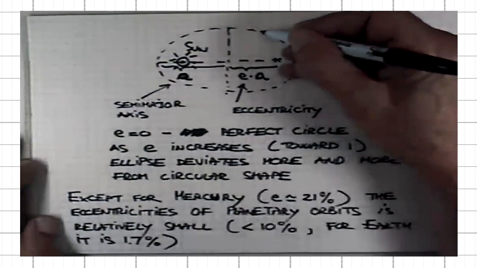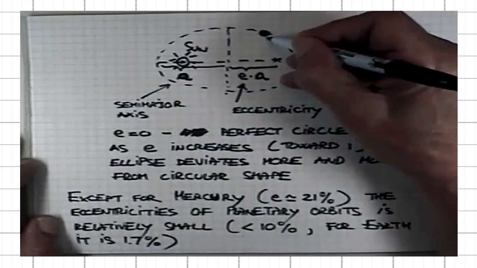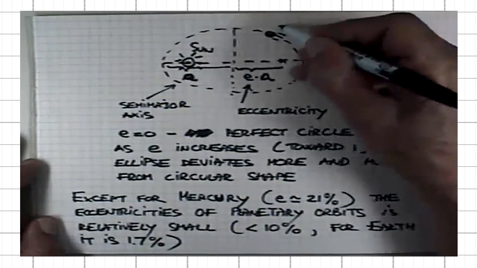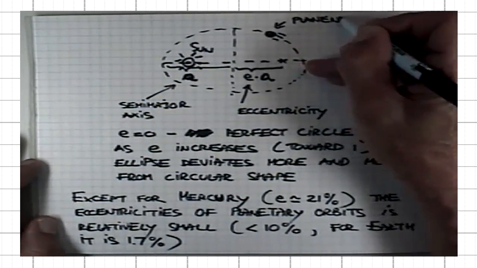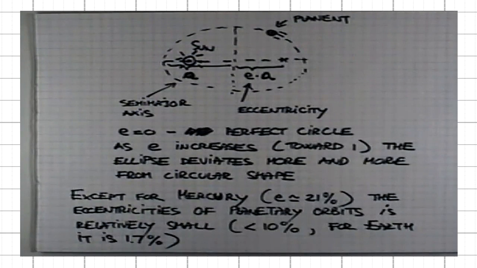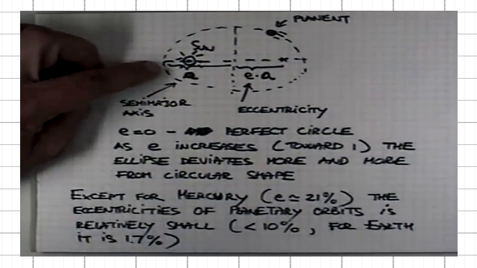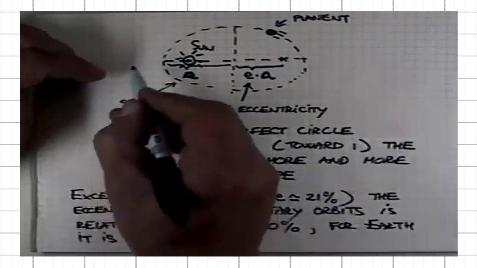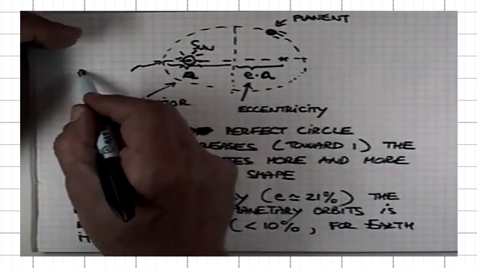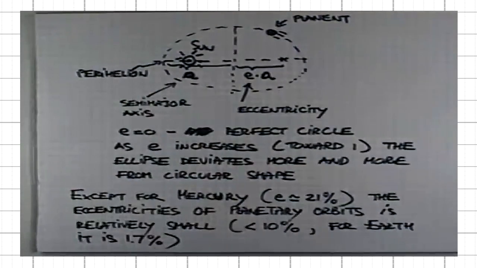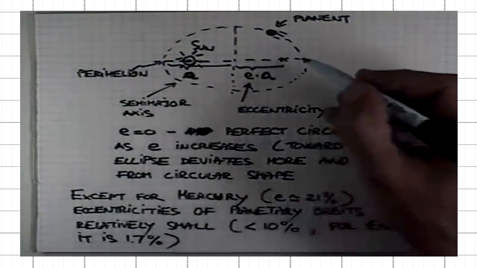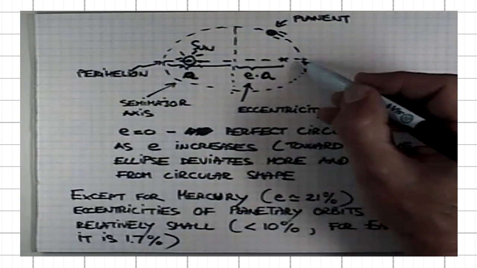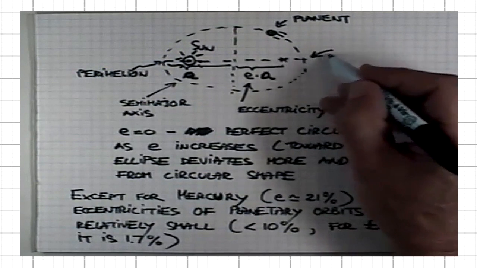Now, as a planet moves along its orbit, there are two points: one when it's closest to the sun, and that point is called perihelion. And another point is when it is at the greatest distance from the sun, and that is referred to as aphelion.